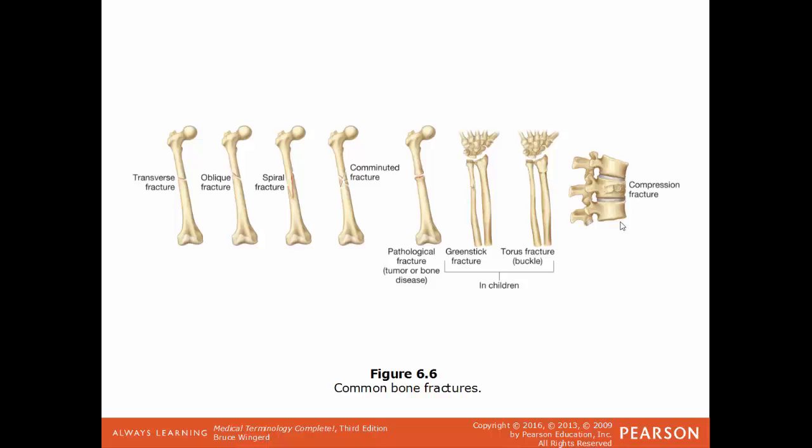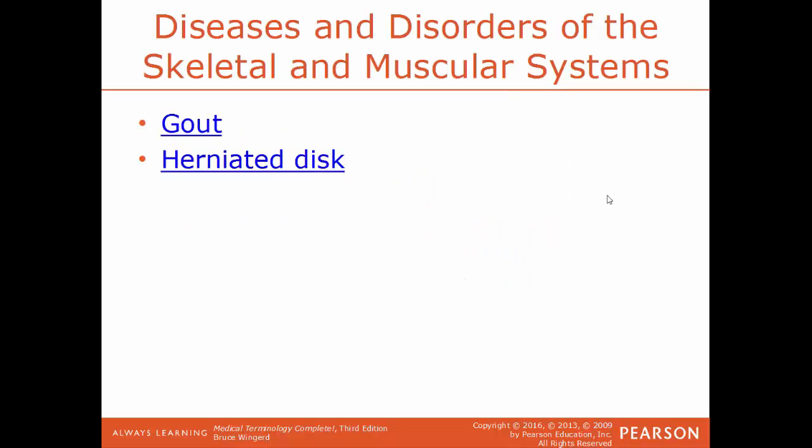And a compression fracture, the bones in the vertebrae are breaking down, so the bones on top will cause it to be crushed. It is compressed. The next one, gout. This is a condition where you have very high levels of uric acid, and when uric acid is not removed properly, it will form small crystals, and these crystals will lead to arthritis, especially in the bones of the feet. The second one on here, a herniated disc. This is found in between the vertebrae of the spinal column.